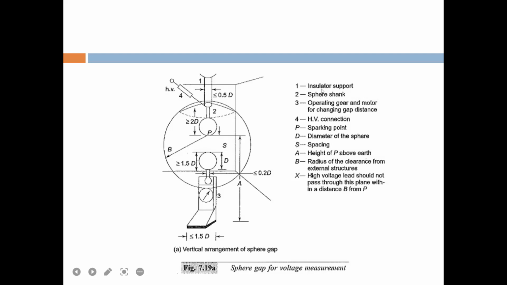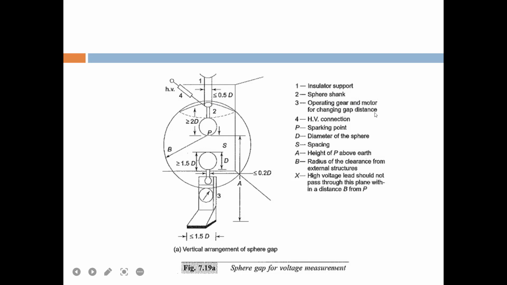First one, C, is the insulator support. Here the support is given. What is the second one? The spear shank, that is number two. Operating gear and motor for changing the gap distance, number three. Why is a motor used? Sometimes it is not compulsory that a motor is used; you can use another method. The gap distance between the two spheres can be easily controlled by this motor for changing the gap distance.